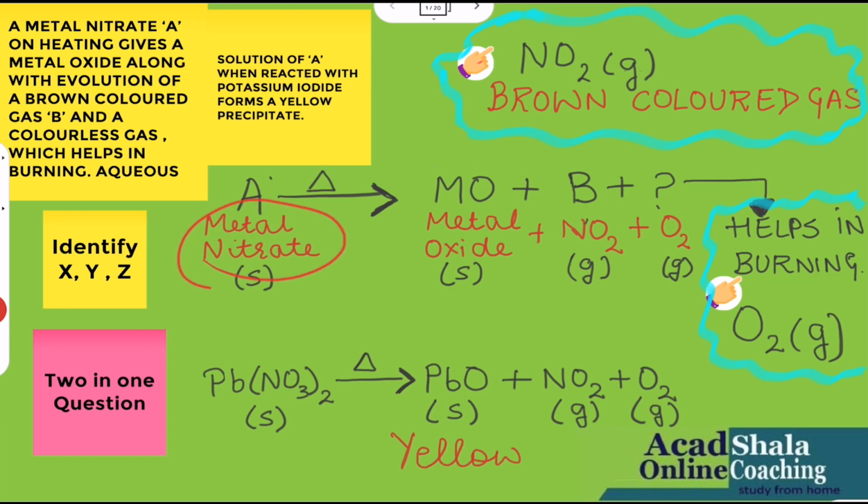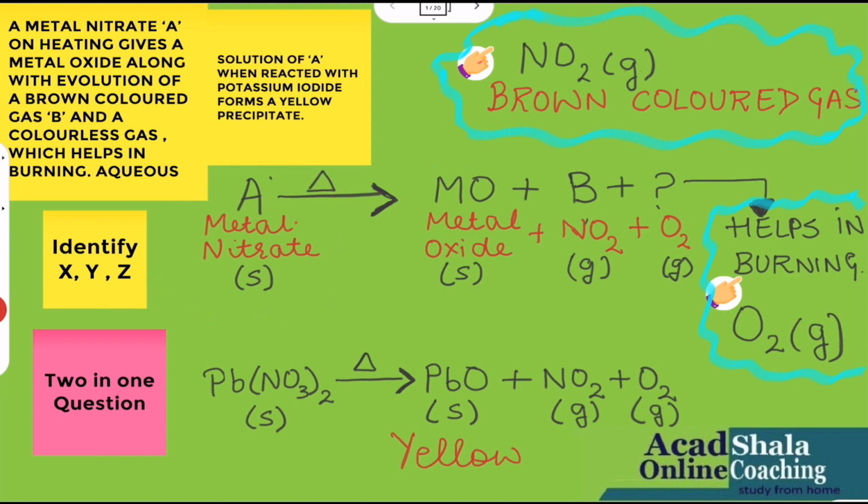So metal nitrate means which metal it will be. If I realized that the gas which was formed was NO2, then it is sure shot that in the reactant part, some metal must be what?